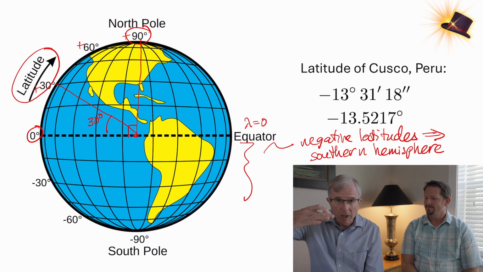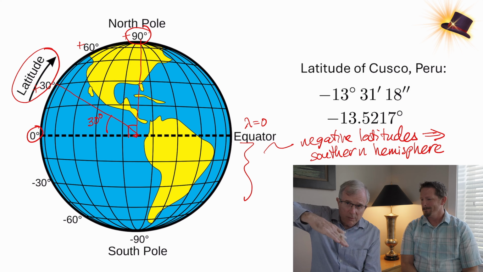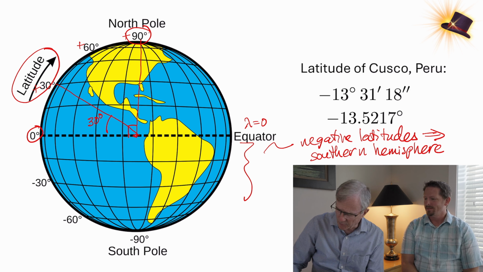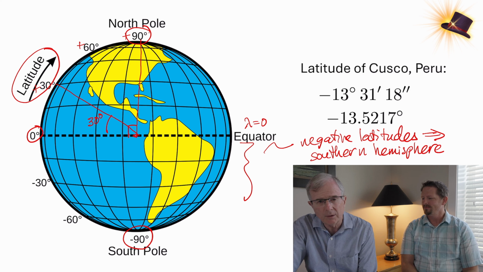So the same principle applies. You go down 30 degrees, 60 degrees, and then 90 degrees is the South Pole. So negative 90 degrees would be the South Pole.